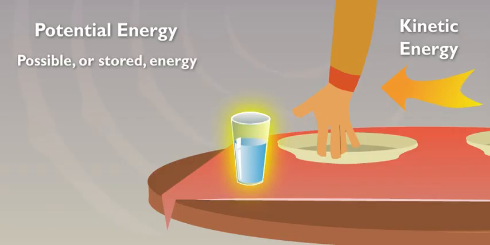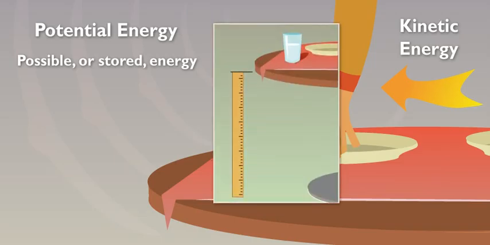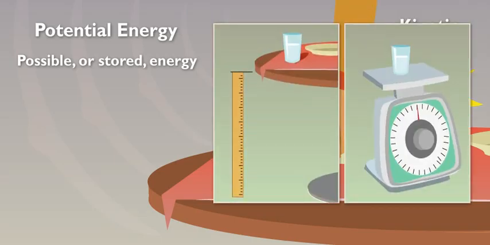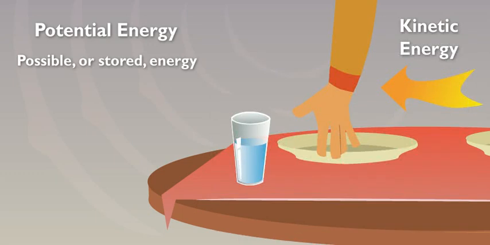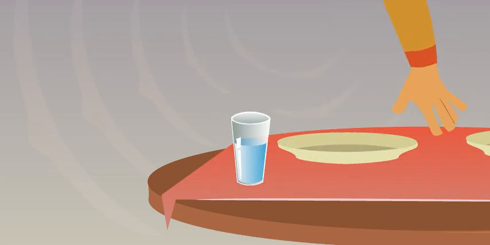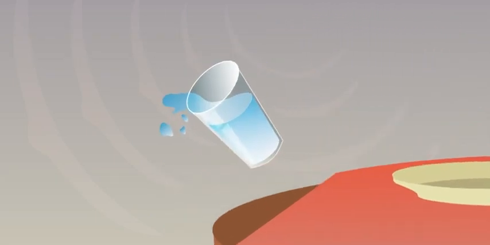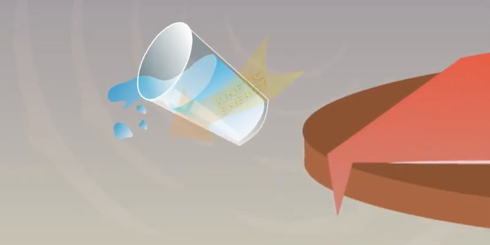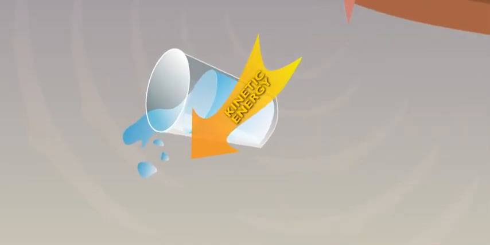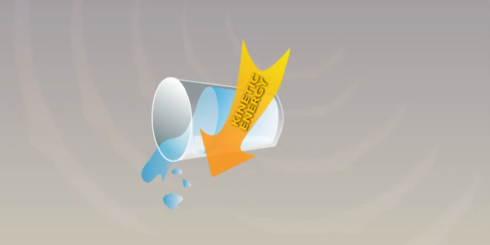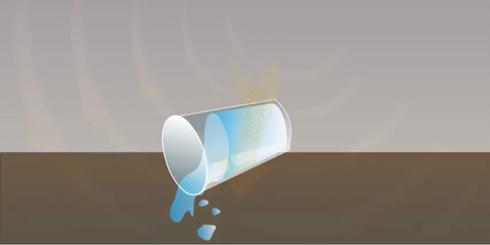What's the difference between kinetic and potential energy? Potential energy is the possible or stored energy something has. When an object isn't moving, like the glass, it's got potential energy. Things like how high up the glass is and how much mass the glass has can make its potential energy more or less powerful. Kinetic energy can release that potential energy. So when you hit the glass, you turned its potential energy into kinetic energy. Exactly. Potential and kinetic are the two types of energy, but energy comes in many different forms.